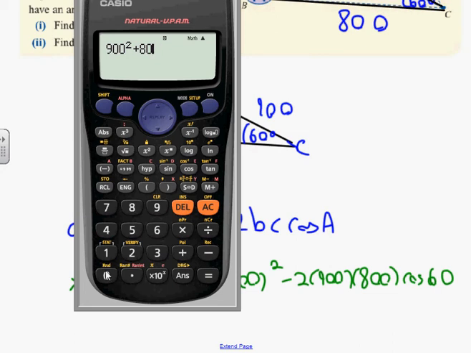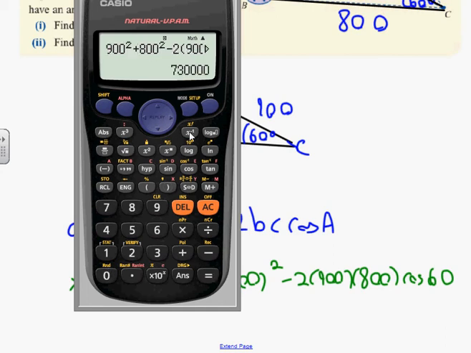So we'll try this again. 800 squared, press the right button, minus 2 times 900 times 800 cos 60.